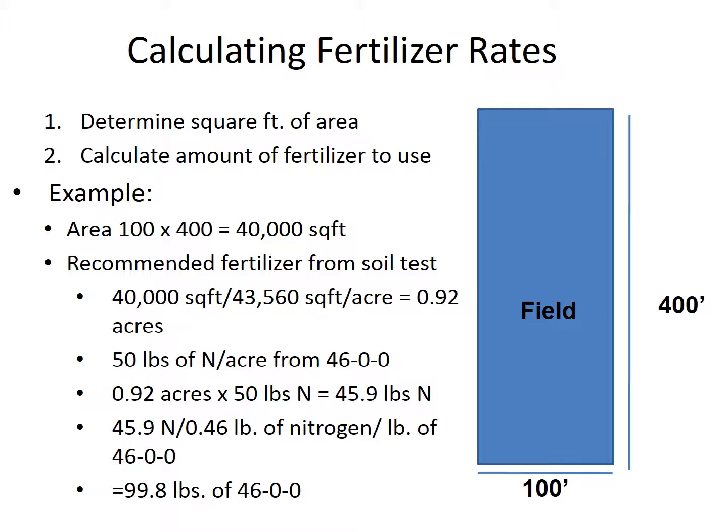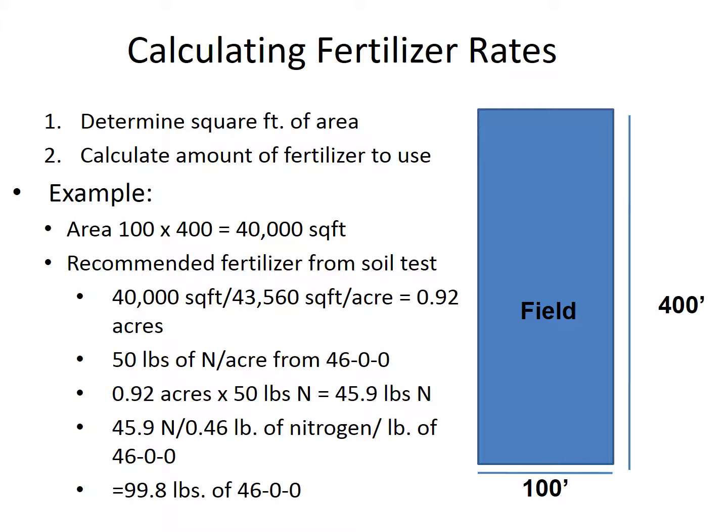So we need to determine how much of an acre this 40,000 square feet is. So we take 40,000, we divide it by the number of square feet per acre, which is that 43,560, and we end up with 0.92 acres. Then we take that amount of acreage that we're going to fertilize and we multiply it times the 50 pounds of nitrogen per acre that we want to apply, and we get a number. That number is 45.9 pounds of nitrogen.